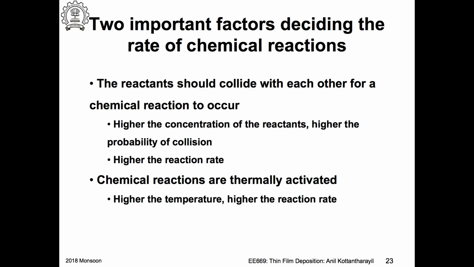Okay, so now the chemical reaction rate is decided by two things. Reactants should collide with each other for a chemical reaction to occur. So that is very important. The higher the concentration of the reactants, the higher the probability of collision. So that would influence your reaction rate. So that is what we were discussing about the bubbler. If you don't use a carrier gas, for example, you can have a high reaction rate. Chemical reactions are thermally activated, so temperature plays a very important role.